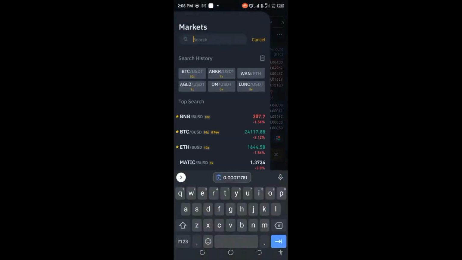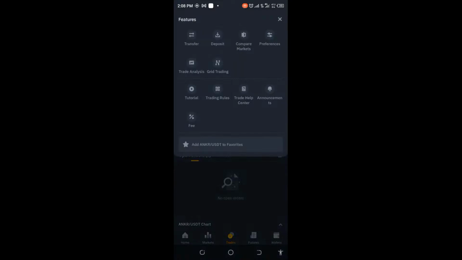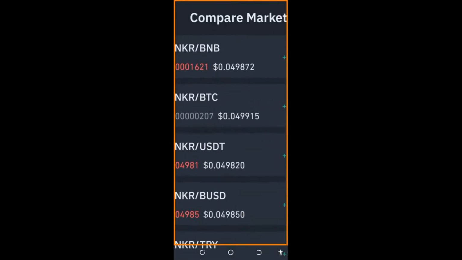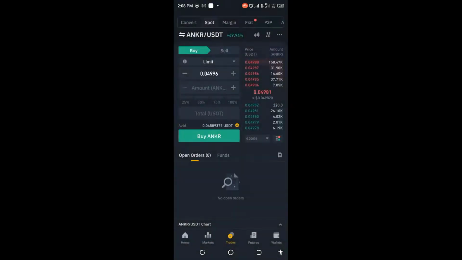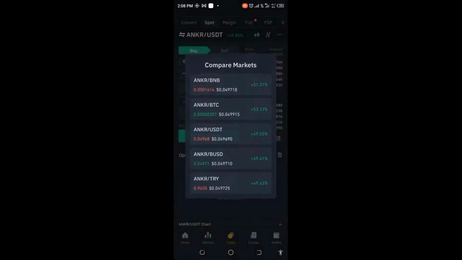I'm going back to ANKR itself. And then I'm going to check what's happening currently on the compare markets. Okay, I can see the price is going down drastically, but it's going to come back up with full force. So let's go back and place our sell limit. We'll place our sell limit for 2113. That's what we're going to put it as.